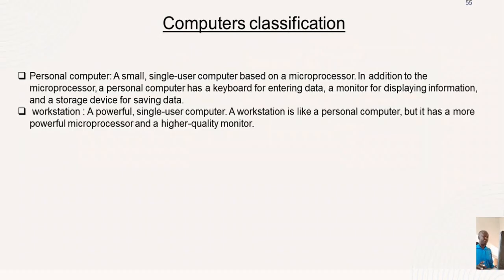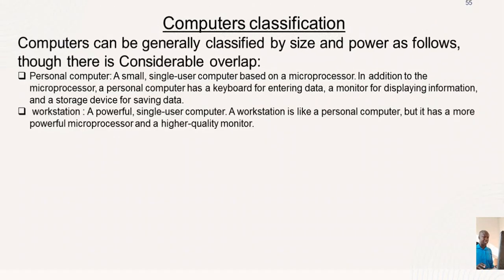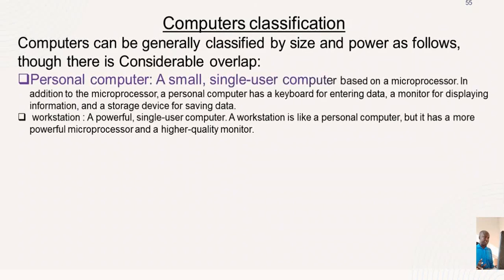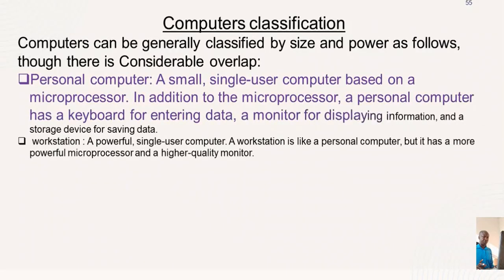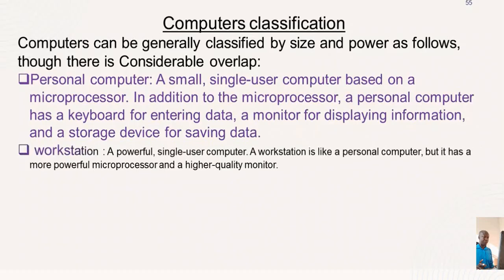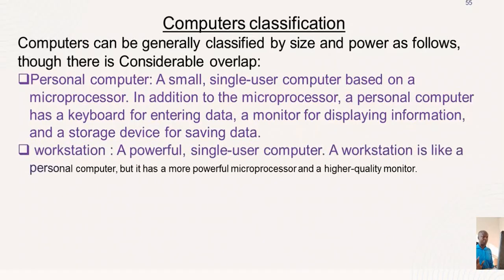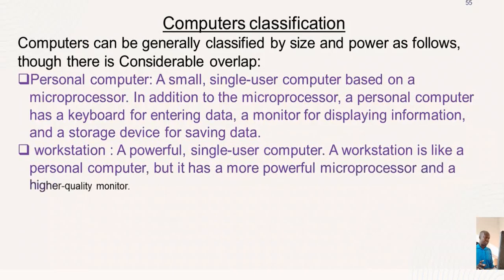Computer classifications. We have personal computers. Computers can be generally classified by size and power as follows, though there is considerable overlap. Personal computer, a small single-user computer based on a microprocessor. Workstation, a powerful single-user computer. A workstation is like a personal computer, but it has a more powerful microprocessor and a higher quality monitor.